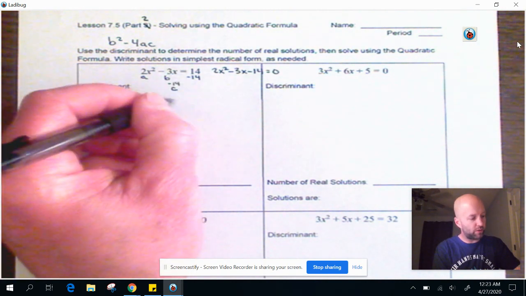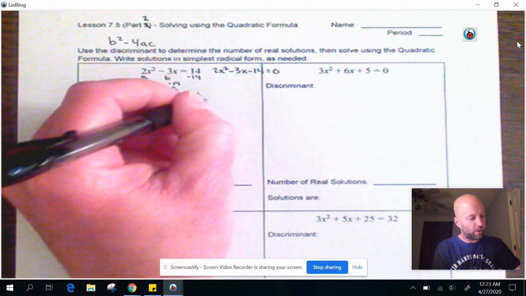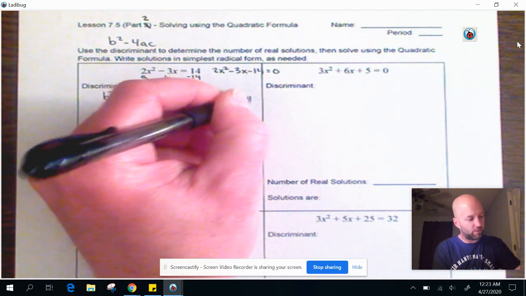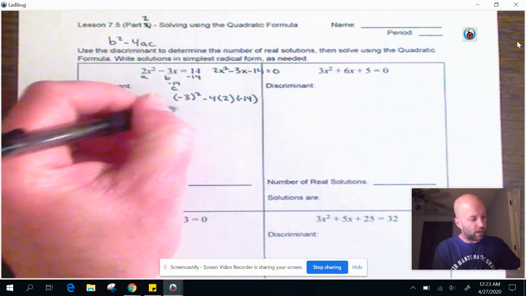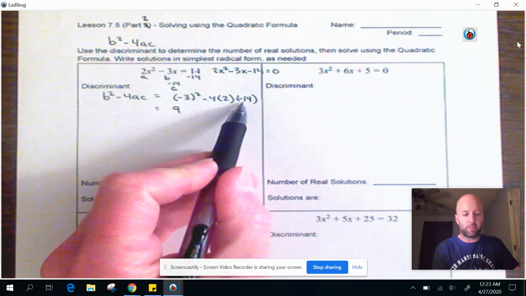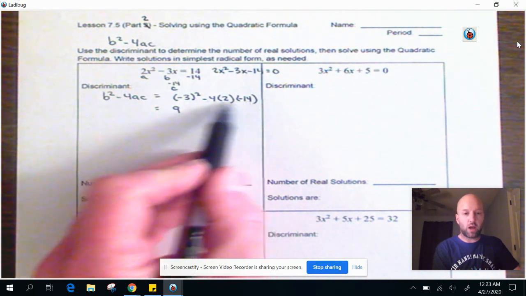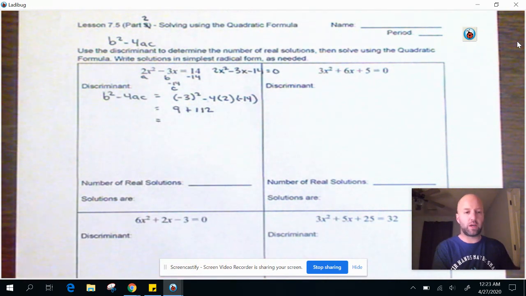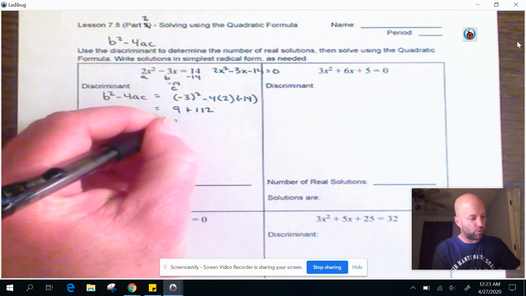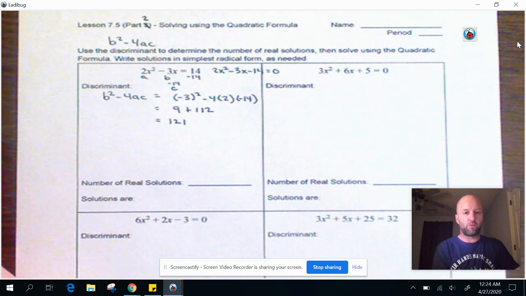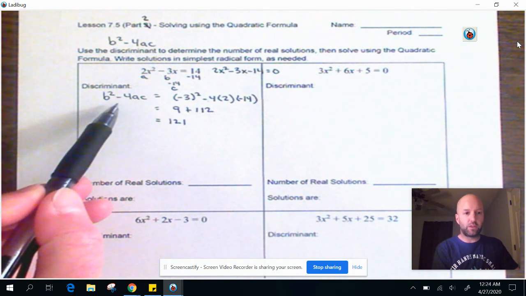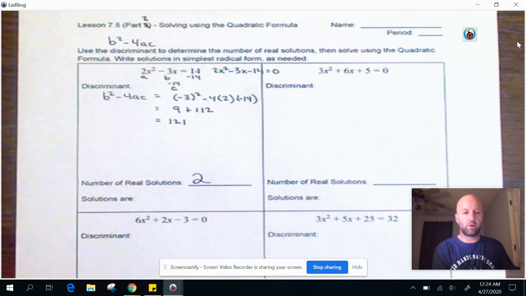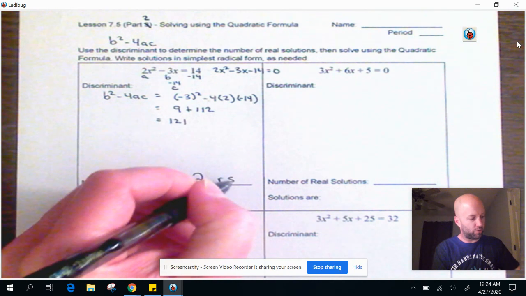So b is negative 3, so I'm going to say negative 3 squared minus 4 times a, which is 2, times c, which is that negative 14. Okay, this is 9. A negative and a negative are going to make a positive. Okay, so the product of these 3 numbers is 112. Okay, and I already did that on the side. The sum of these 2 numbers is 121. Okay, so from our last lesson, we know that if the discriminant is greater than 0, we will have 2 solutions. Okay, 2 real solutions.